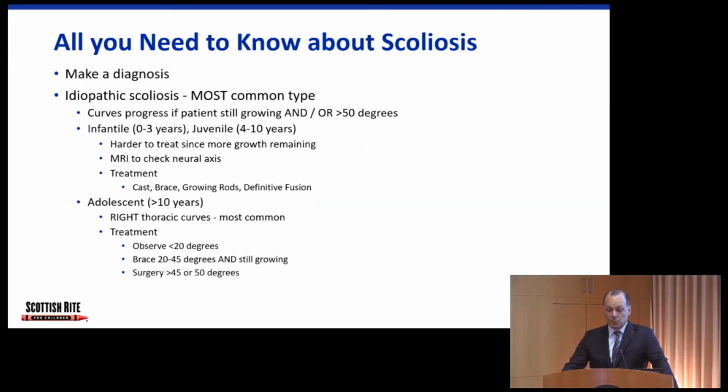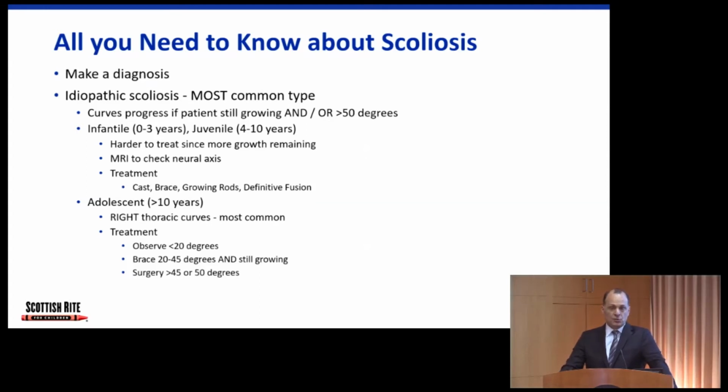And curves progress in two ways. Only in two ways. If they're still growing, so if the child is still growing, and we assess growth many, many ways, including their age, a number of physical characteristics, and then there's certainly radiographic characteristics, which we'll talk about. That's the first way. The second way curves get bigger is if the curve is greater than 50 degrees. Even if they're done growing, that curve will progress over time. And so those are the two main ways curves get bigger. You're still growing, or the curve is above 50 degrees. So certainly if you have a young child who has a curve above 50 degrees, by both criteria, that curve will get bigger with time.